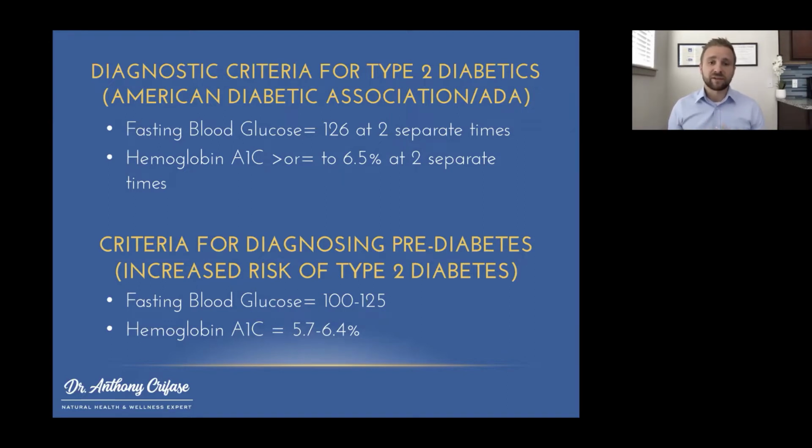Now, the criteria for diagnosing pre-diabetes, which is an increased risk of type 2 diabetes, is a fasting blood glucose of 100 to 125, or a hemoglobin A1C of 5.7 to 6.4. Now, you don't even want to be at a pre-diabetes risk because, as I'm going to be showing you, this sets the stage for many, many other chronic health conditions.